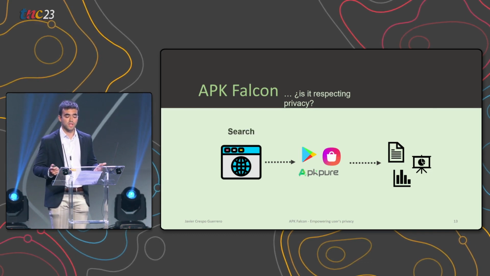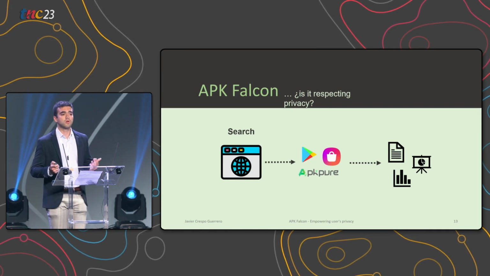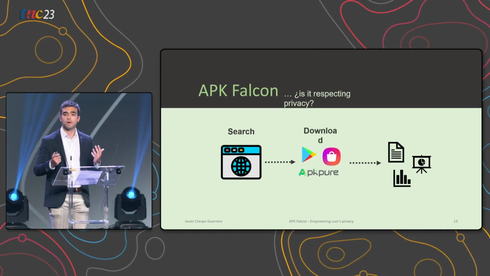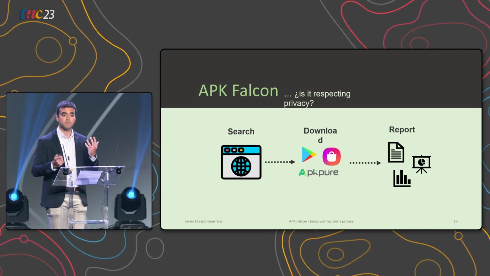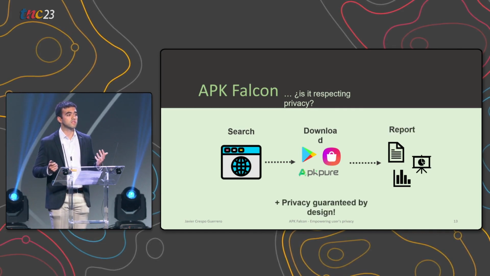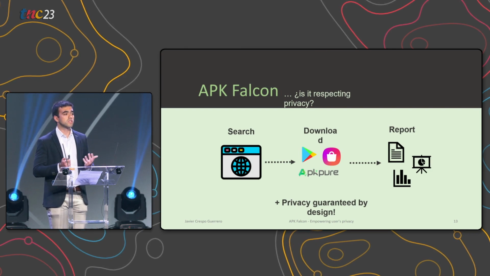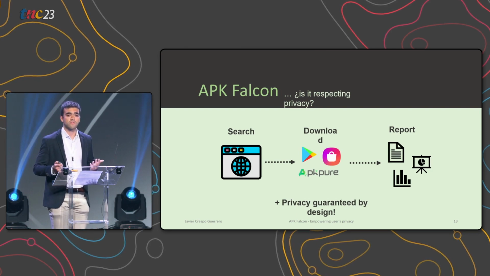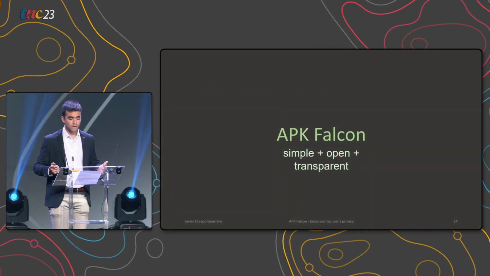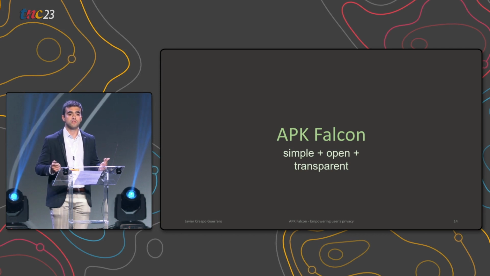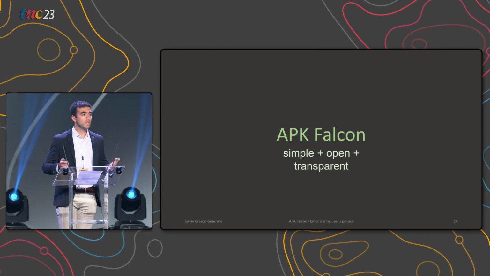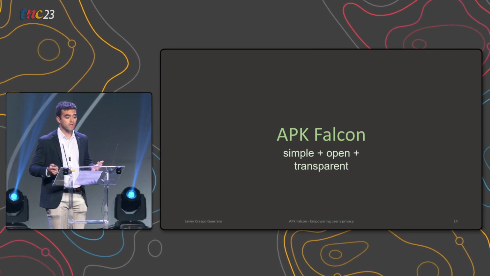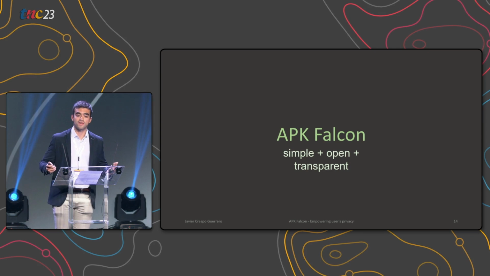First, the user inputs an app's name into the website, and the server automatically downloads the app from various app markets, analyzes it, and generates the privacy report, which is then sent back to the user. In this way, privacy is guaranteed by design, as all calculations are made remotely without accessing the user's device in any way. So, in conclusion, APK Falcon can assist users in making more informed decisions by shedding some light on the permission system. We believe privacy should be accessible for everyone in a simple, open, and transparent way.